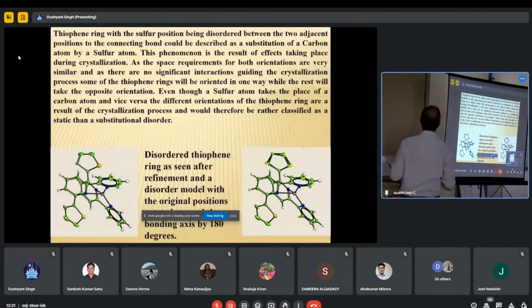Now, this atom is 50% carbon, 50% sulfur. This atom is 50% carbon, 50% sulfur. Earlier it was one occupancy of carbon, one occupancy of sulfur. But both the atoms are showing disorder. So this is static disorder, or you can say it is a substitutional disorder. Disorder thiophene ring as seen after refinement and a disorder model with the original position. Bonding axis is rotating by 180 degrees.